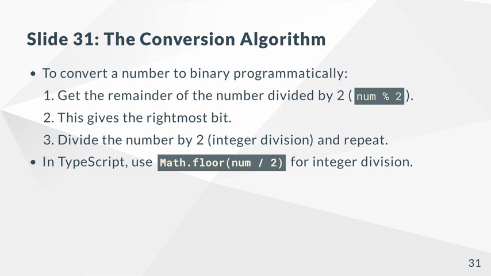We can turn this conversion into a programmatic recipe, or algorithm. We take a decimal number and find its remainder when divided by 2. That remainder gives us the rightmost bit. We then perform integer division by 2, and in Typescript, we use Math.floor(num / 2), and repeat this process with the new number. We keep prepending these remainders to a string until the number hits 0.